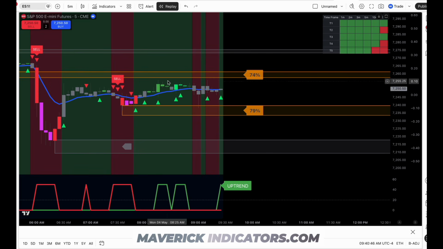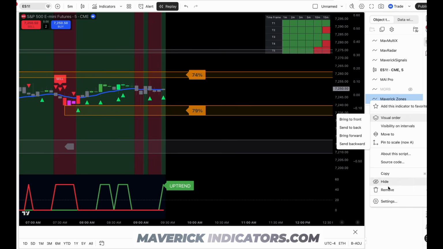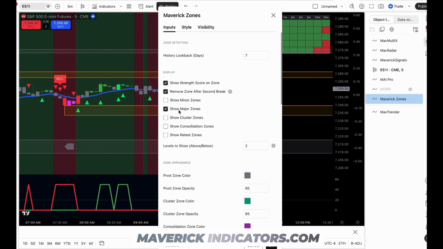Okay, so here's what I want to do. I want to go Monday through Friday, and I want to go right off the open. We're on a 5-minute chart. For those in the Maverick family, just know we're using all default settings, and I believe I'm using the major zones. Hang on one second. Yeah, we're on major zones.